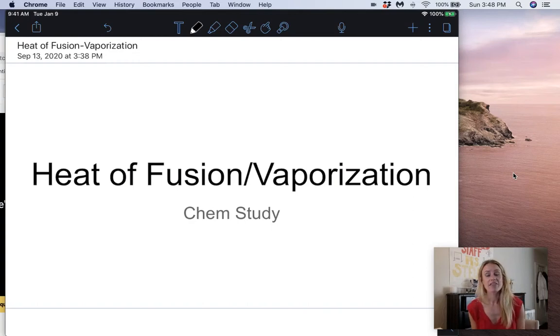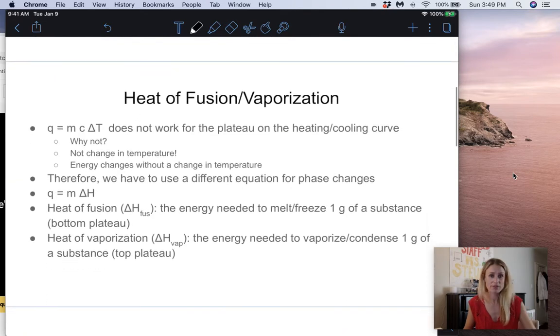So we've talked about the heat of fusion and vaporization before, but now we're going to actually use those things in a calculation. So remember, this was the delta H of fusion, the delta H of vaporization on our heating curves, and it's the amount of heat that's needed to change phase from solid to liquid, liquid to solid, liquid to gas, gas to liquid. So again, it's a measure of heat.